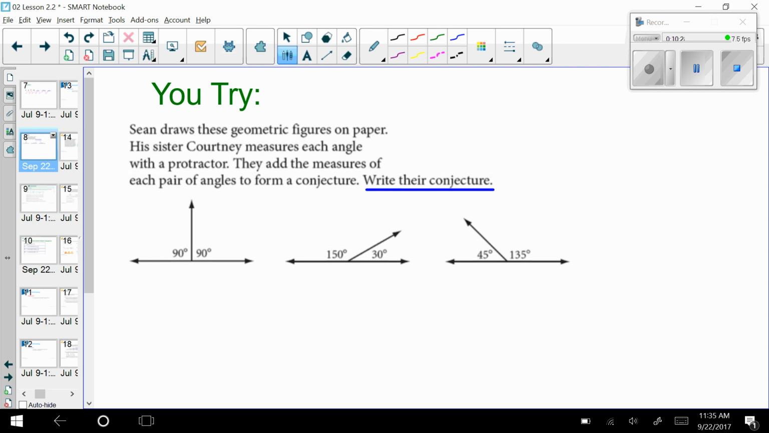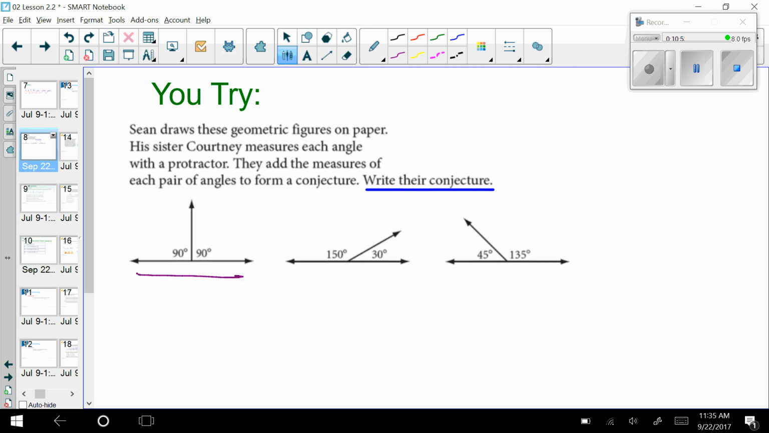In this example, Sean draws these geometric figures on paper. His sister Courtney measures each angle with a protractor. They add the measures of each pair of angles to form a conjecture. Write their conjecture. So what do all three of these have in common?